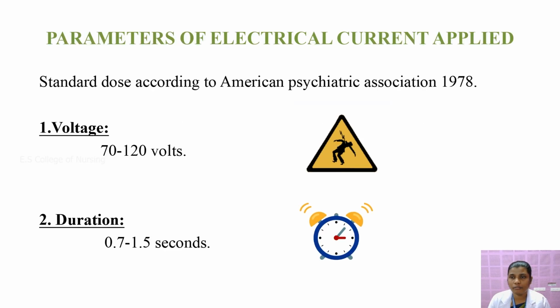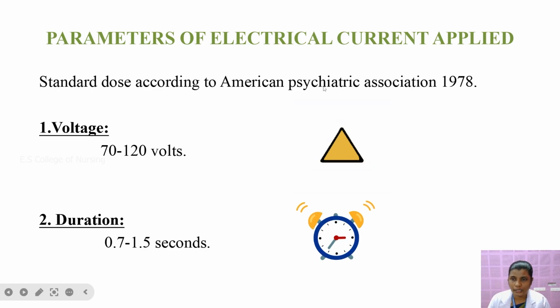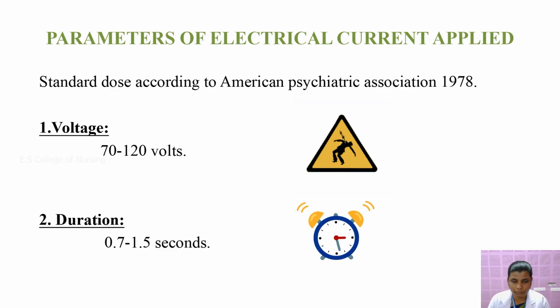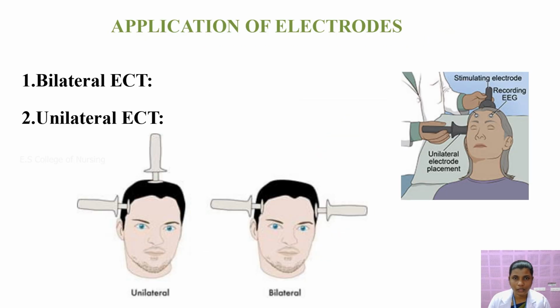Next, parameters of the electrical current applied. We maintain the standard dose according to the American Psychiatric Association, which gave this standard in the year 1978. The standard voltage we give is 70 to 120 volts, and the duration we maintain is 0.7 to 1.5 seconds.